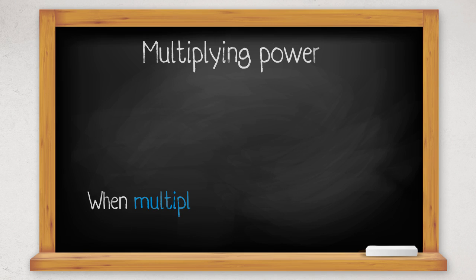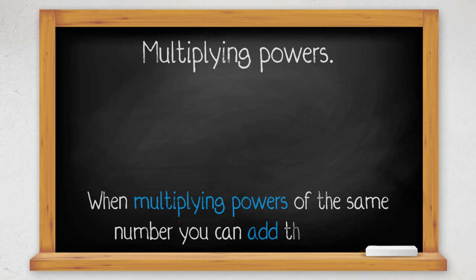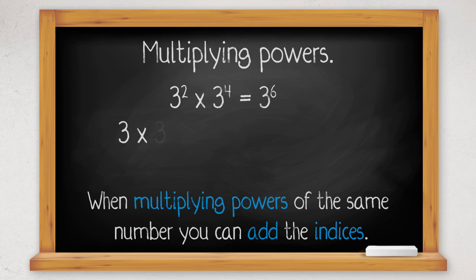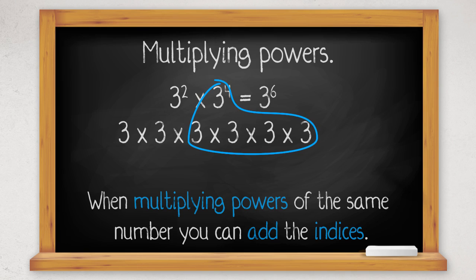To multiply powers of the same number, you can add the indices. For example, 3 to the power of 2 times 3 to the power of 4 is 3 to the power of 2 plus 4, which is 6. The reason for this is 3 to the power of 2 is 3 times 3. Then we have another times sign. 3 to the power of 4 is 3 times 3 times 3 times 3. Altogether, we have 6 3's multiplied together, which can be written as 3 to the power of 6.